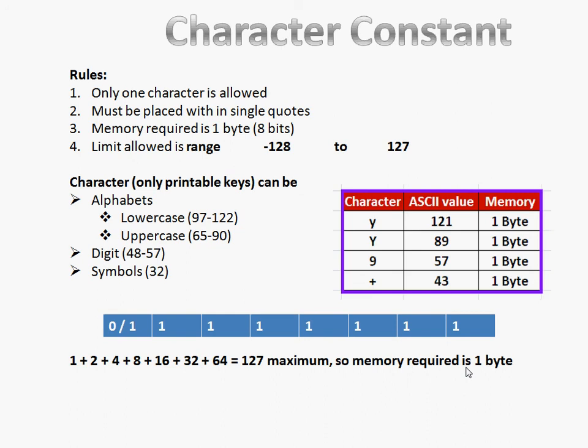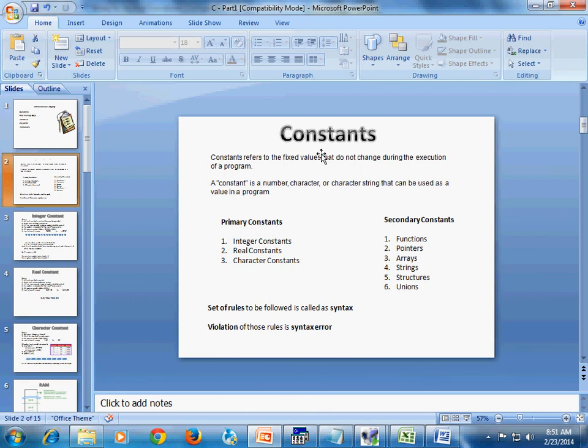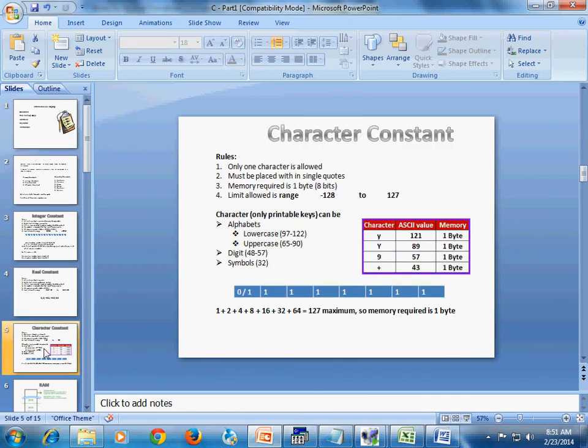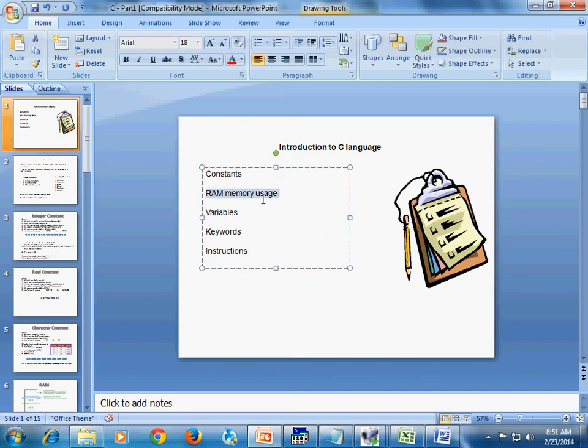So we have seen today what is the constant and what is the primary constant, real constant and the character constant. And in the next session we will see the usage of RAM memory, the variables, keywords and instructions.